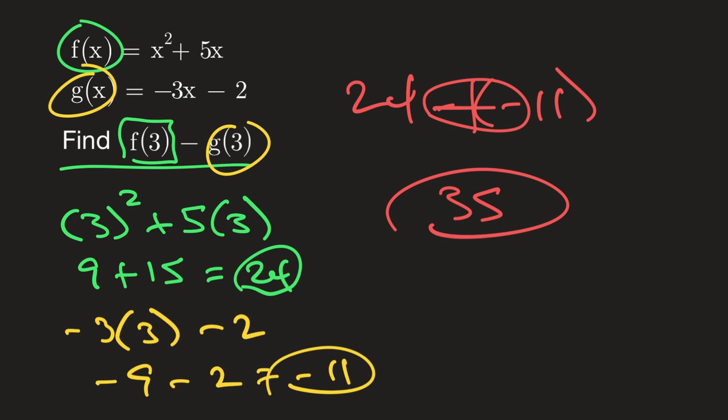Okay? So this time you are being asked to evaluate each function for a particular value. Coincidentally, it was the same value. Okay, no big deal. We evaluate the f function, got a result. Evaluate the g function, got a result. We subtracted the two results, come out with 35.